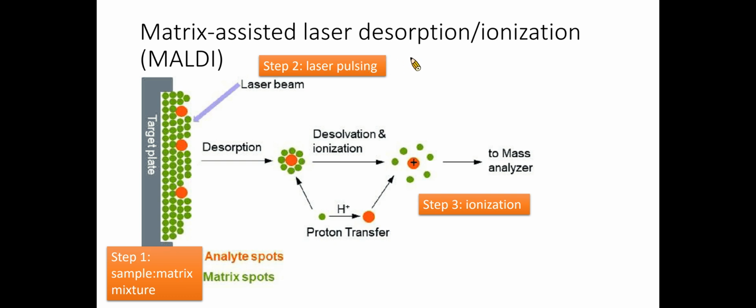The MALDI method is divided into three steps. First, the sample is mixed with the appropriate matrix material and applied to the metal plate. Secondly, the pulse laser irradiates the sample, triggering the ablation and desorption of sample and matrix materials. Finally, the analyte molecules are ionized by protonation and deprotonation in the hot plume of the ablation gas, and then accelerated to the mass analyzer to be analyzed.